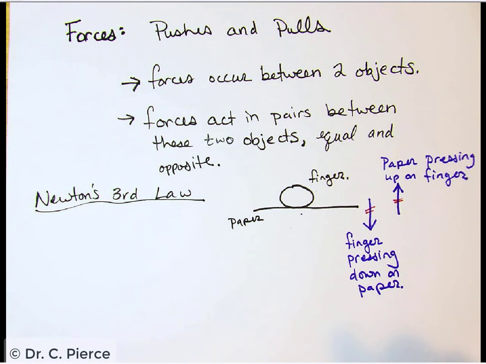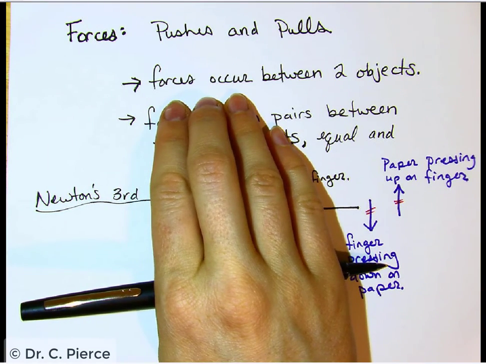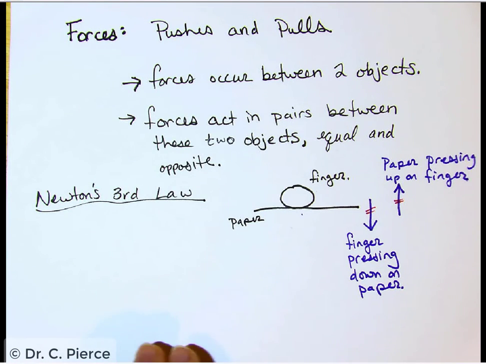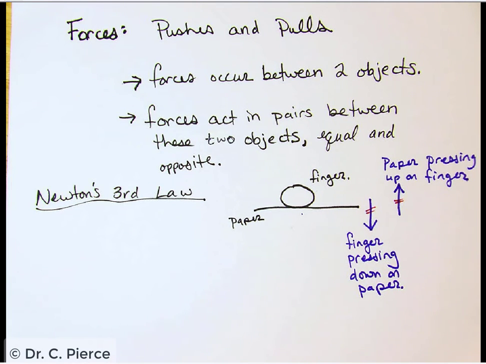So what we've done so far: forces are pushes or pulls. A force has to occur as an interaction between two objects, and you should be able to name them. And when that force does happen, it has to happen as part of a pair. A lot of times we might choose to ignore one of them and just focus on the other one, but they do occur as pairs.